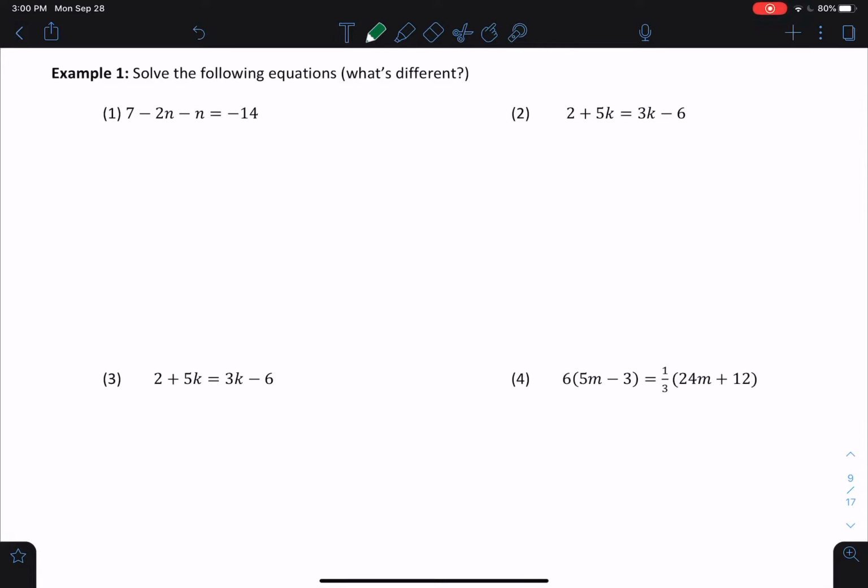Let's continue solving linear equations. So what's going to be different if I look at problem 1 compared to problem 2? Well, let's solve number 1 like we know how to and see if we run into any hiccups. So we got 7 minus 2n minus n equals negative 14. First thing I need to do is combine like terms. So that's going to be 7 minus 3n equals negative 14.